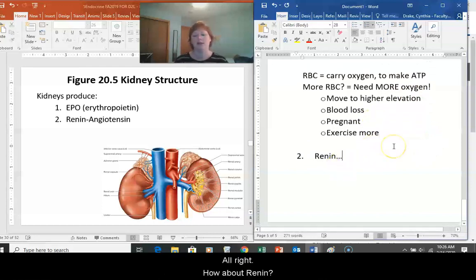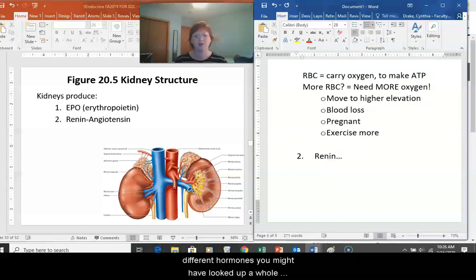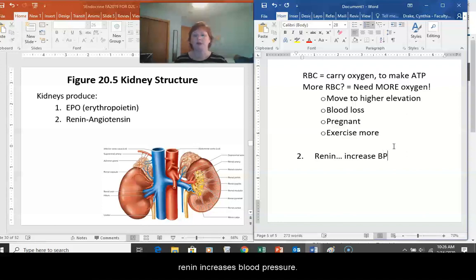All right, how about renin? So as you were doing your research looking at the different hormones, you might have looked up a whole bunch of stuff that the renin cascade causes. Renin causes the production of angiotensin 1 and then angiotensin 2 and so on. The short answer is that renin increases blood pressure. So it's going to do that in a variety of ways.